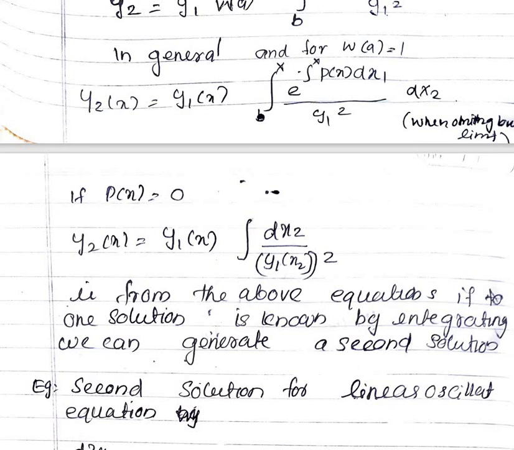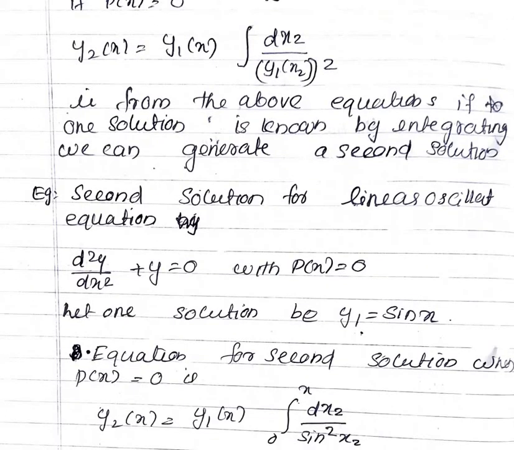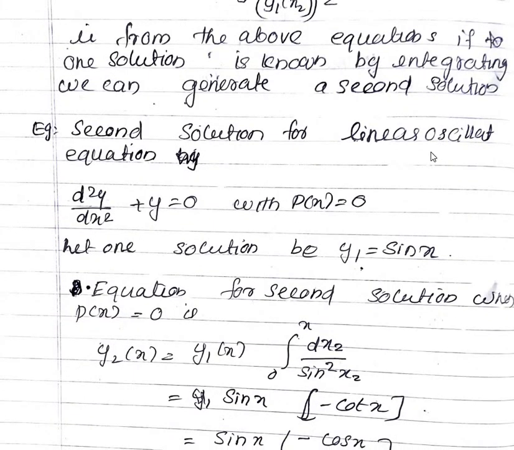One example is the second solution of a linear oscillator. We already know that one solution for this is sin theta, another solution is cos theta. Here in this example we take one solution as sin theta, and using this formula we are going to find out the second independent solution. Okay, for that we get this equation. Here omega is taken as 1 for the harmonic oscillator.